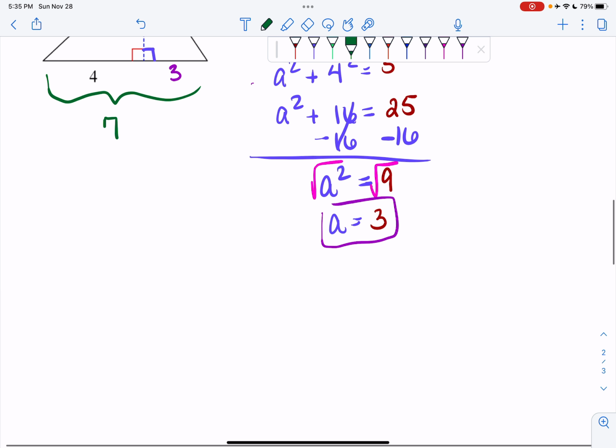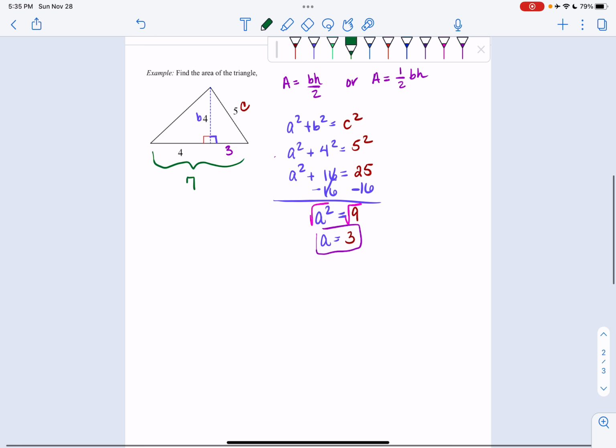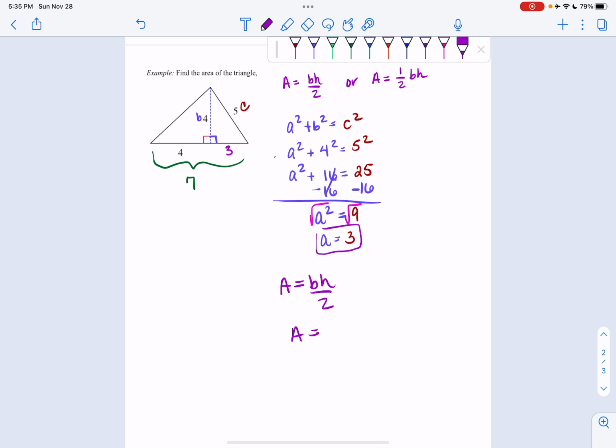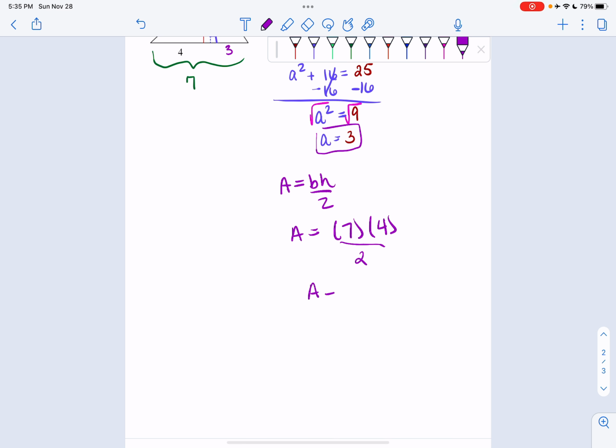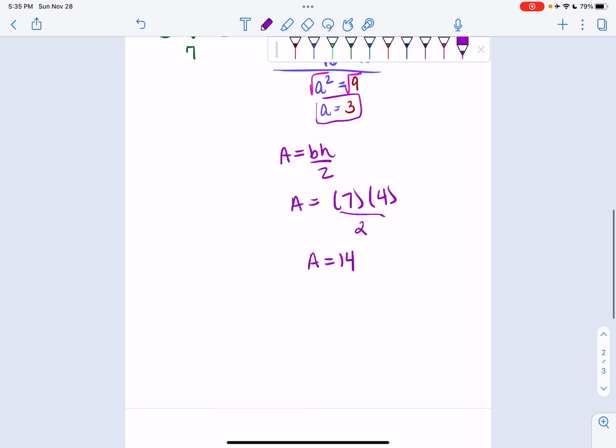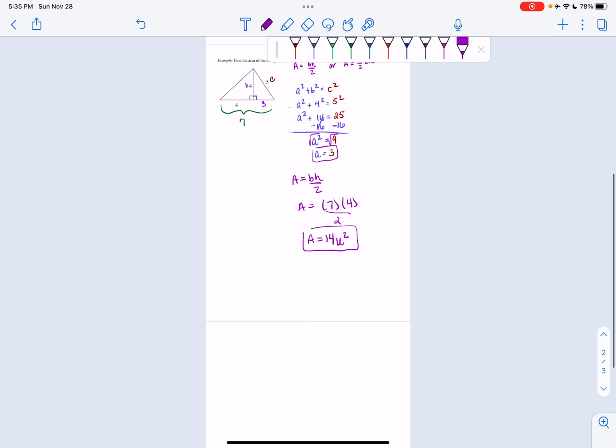So now I go to my area formula. My area formula we said is base times height divided by 2. And if you look, we know what our base is. Our base is 7. Our height is 4. We always measure height this way, not slanted. And then we just divide by 2. 7 times 4 is 28, and 28 divided by 2 is 14. So I can say my area is 14 units squared. And that's my final answer.